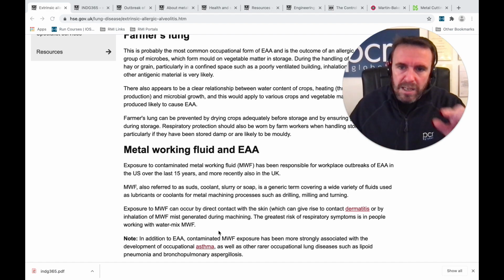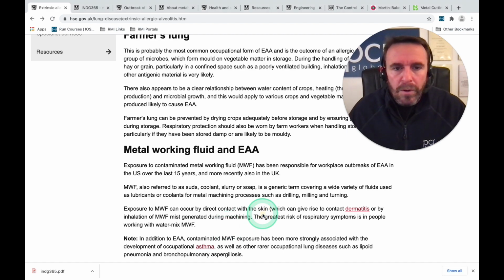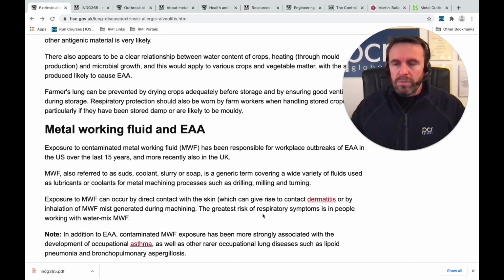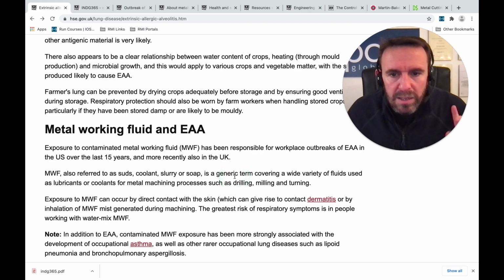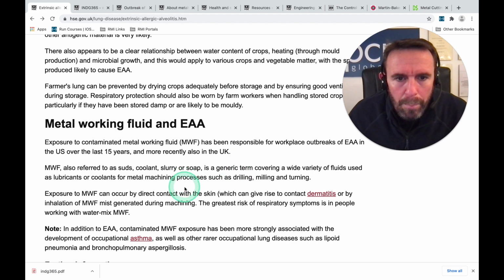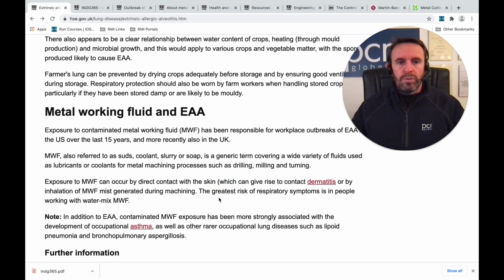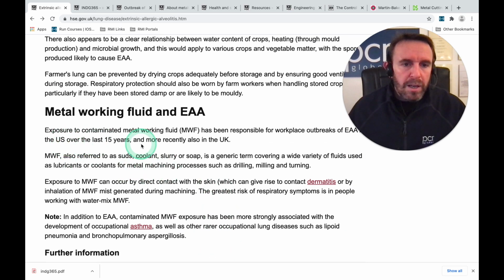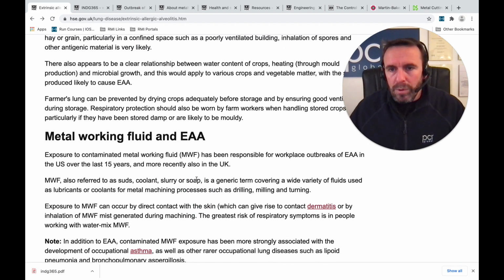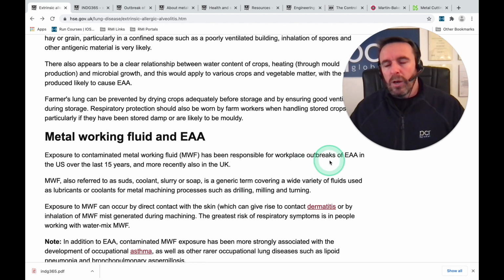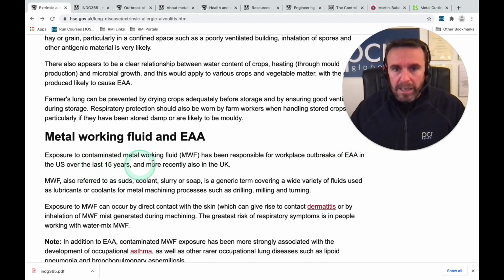So this really is one that can slip through the net of people who have got a NEBOSH General and are out on the ground. This is something you need to know about. And there is one case we're going to look at as well from Powertrain, the outbreak of lung disease at Powertrain in 2004. Exposure to contaminated metalworking fluids, MWFs as they're commonly known, has been responsible for workplace outbreaks of EAA in the US for the last 15 years and more recently in the UK.